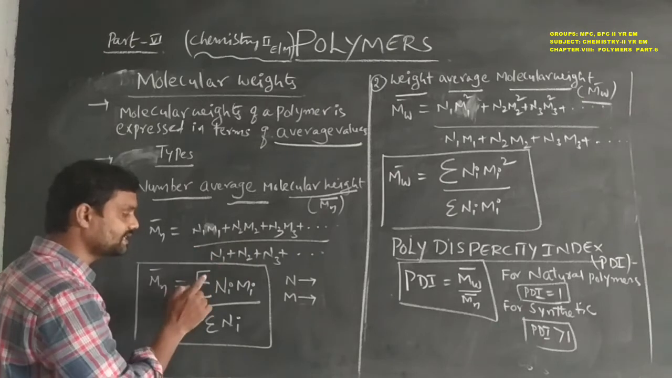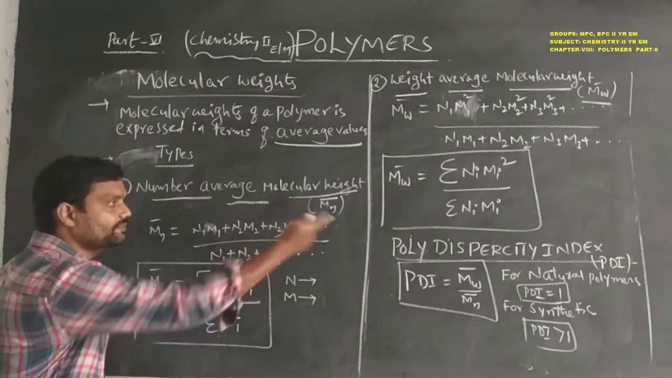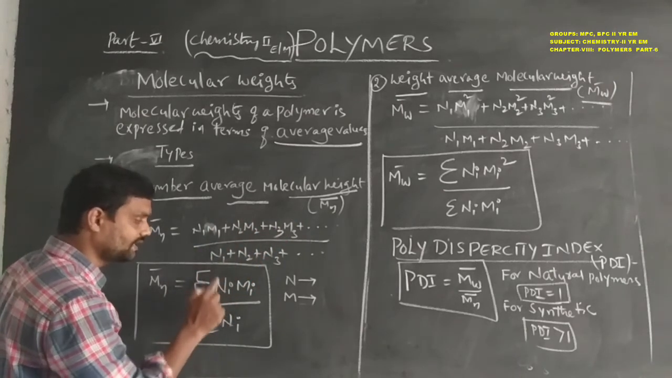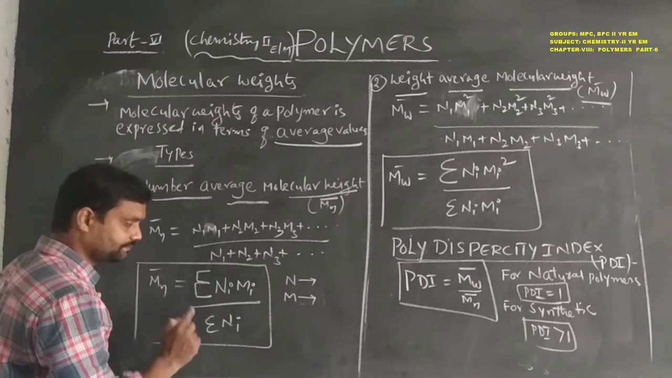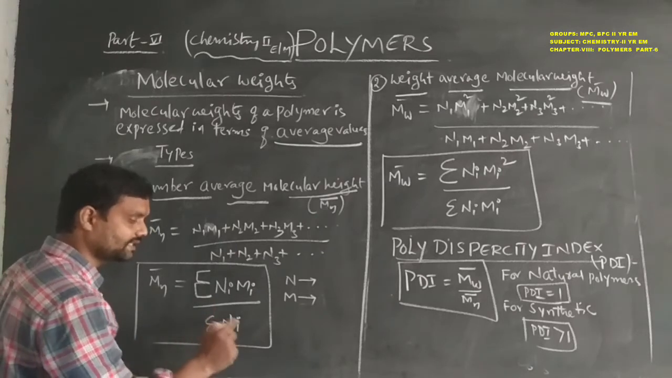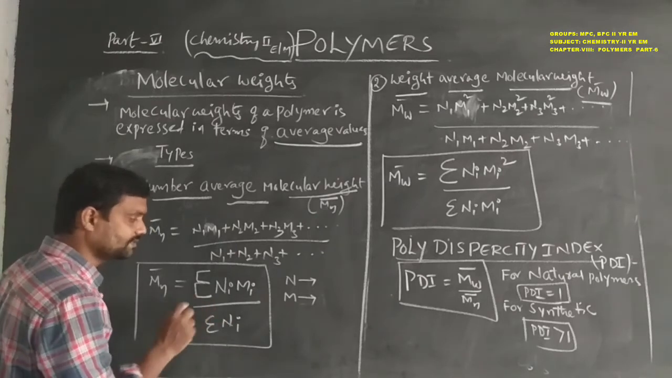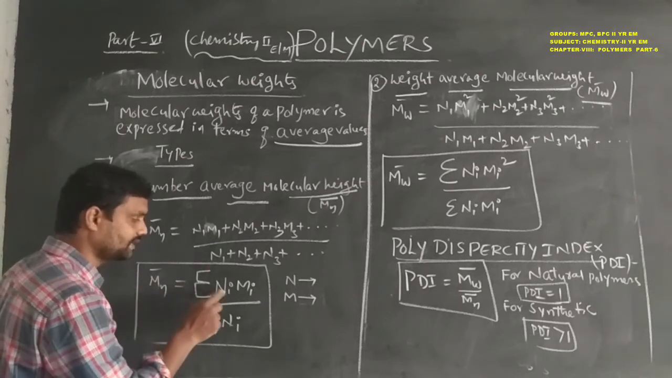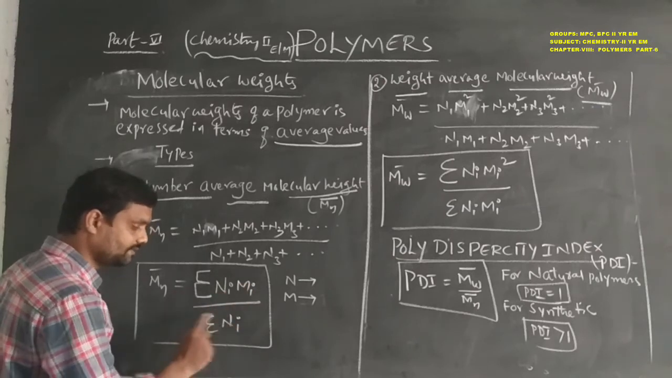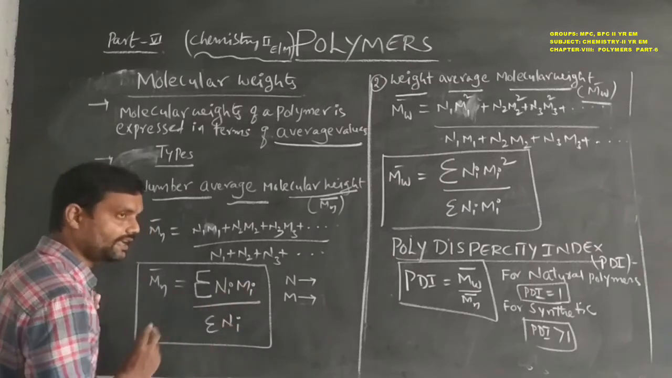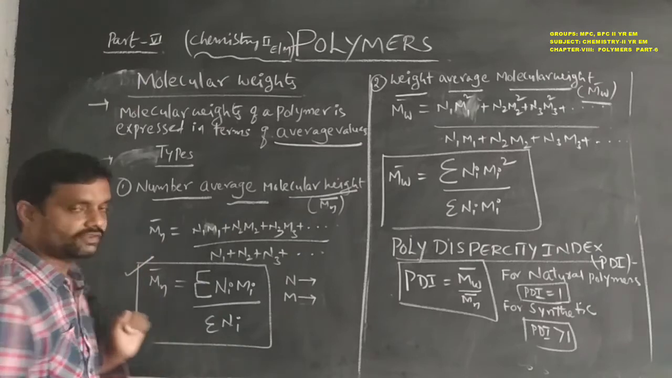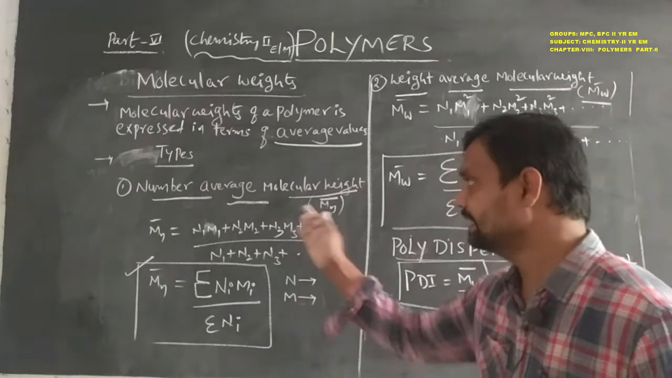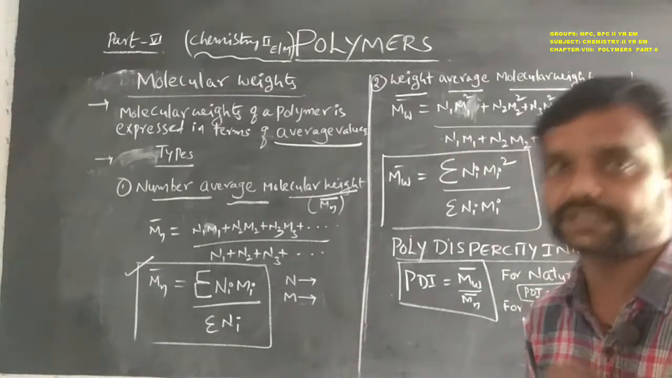Simply, it is written as a summation. If i molecules are present, with molecular weight Mi, then Mn bar is equal to summation Ni Mi divided by summation Ni, where i goes from 1 to n. This formula is used for measuring the molecular weight of a polymer by the number average molecular weight method.